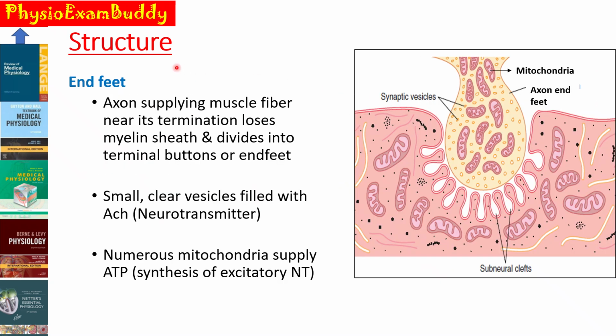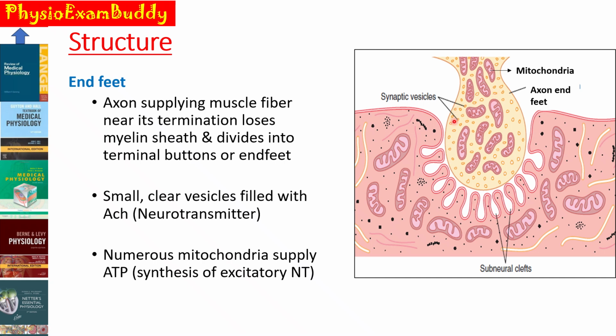First, we will see the structure of the neuromuscular junction. It consists of a nerve as well as a muscle junction. In the case of the nerve, it is the terminal buttons or end feet of the axon. The axon supplying the muscle fiber, near its termination, loses its myelin sheath and divides into terminal buttons or axon end feet.